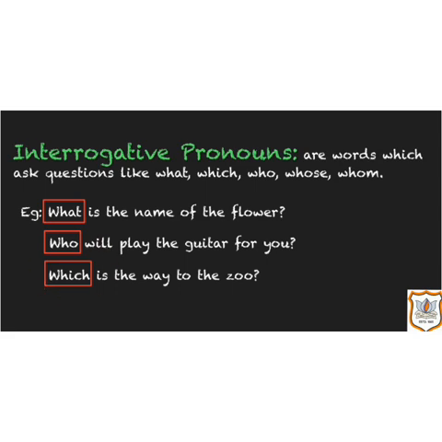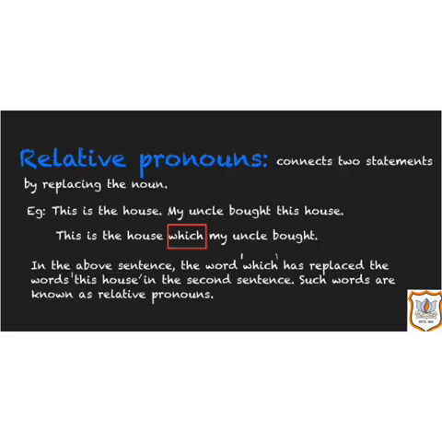Next is relative pronouns. Relative pronouns connect two statements by replacing the noun. Now, when there are two statements, they can be connected. For example, this is the house. My uncle bought this house. So these are two statements. Now they are connected with the help of a pronoun. This is the house which my uncle bought.